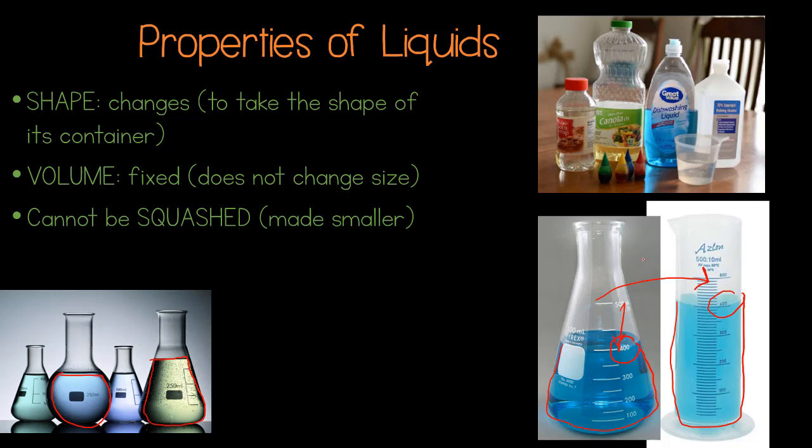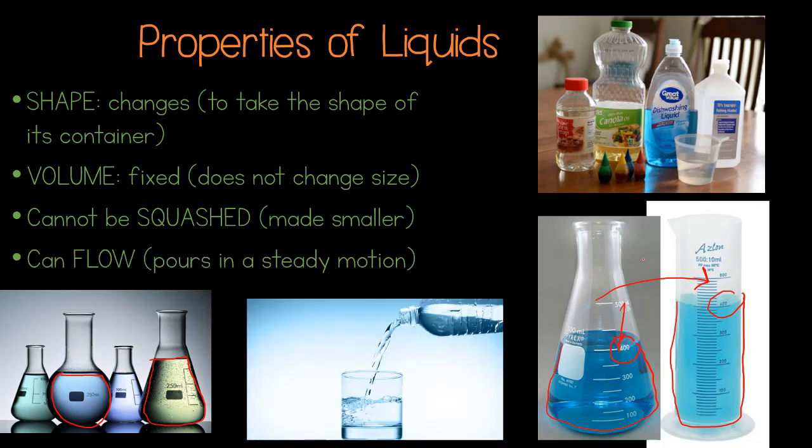But what liquids can do is flow. When you pour a liquid from one container into another, it pours in this steady, continuous stream. See the line the water's making? This is what a substance looks like when it's flowing. So liquids are able to flow.